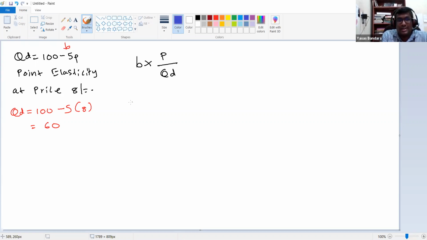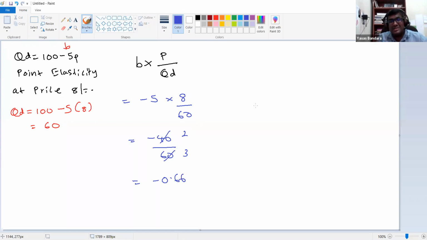So that is B. B was minus 5. You can see it in the equation. Price is given in the question, that is 8, and quantity is 60. So the answer is minus 40 over 60, that is minus 2 over 3. 2 over 3 means minus 0.66. So it is very easy.